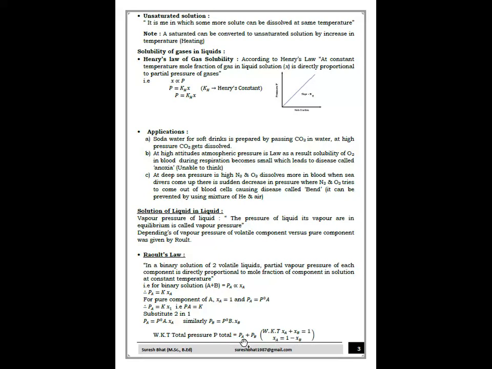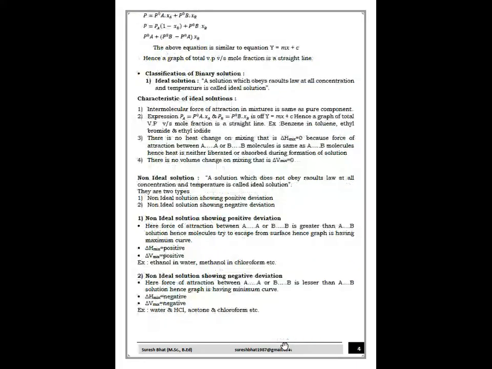So which is the partial pressure here? Partial pressure of A and partial pressure of B. So that is equal to PA plus PB. Now we also know that when I was discussing mole fraction, I told you the mole fraction of A and B together is equal to 1. So the mole fraction of A will be equal to 1 minus the mole fraction of B. Now substitute these values here.